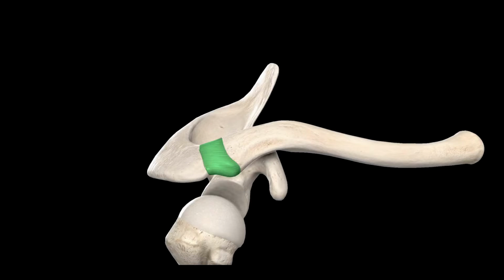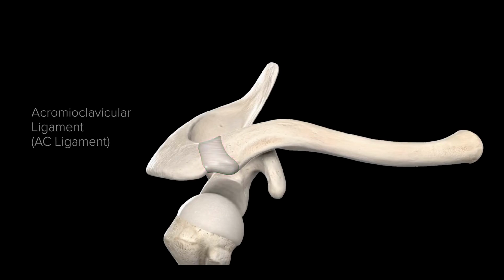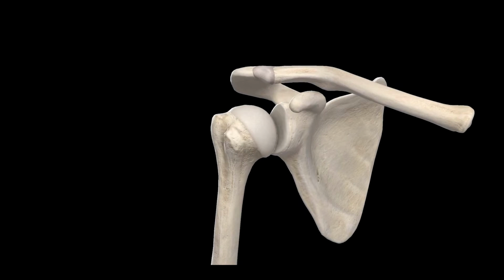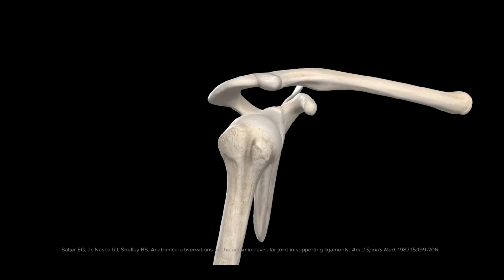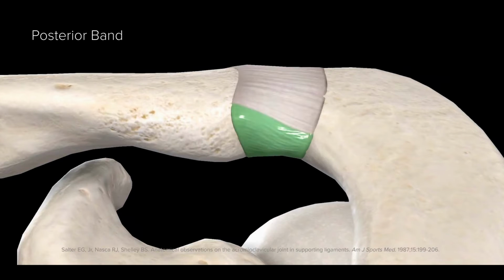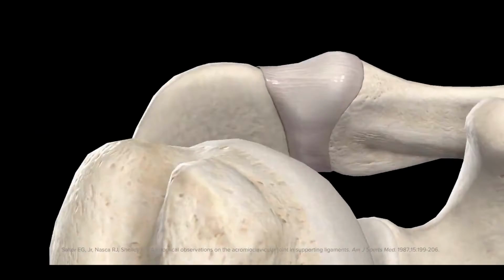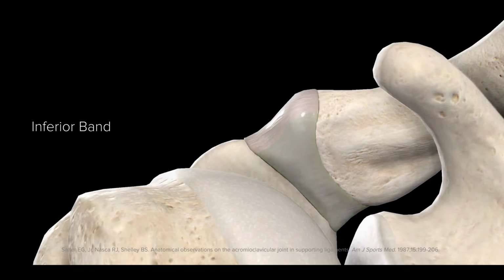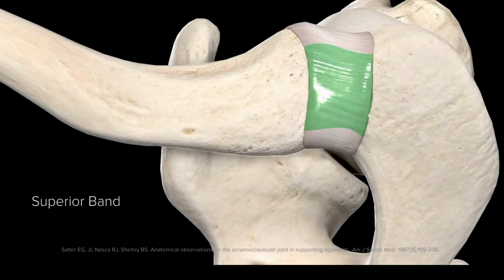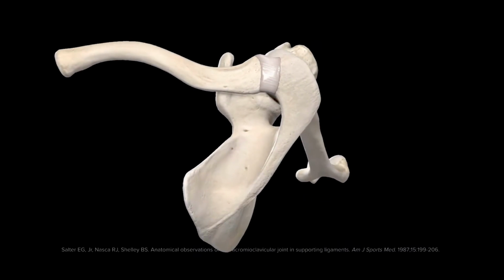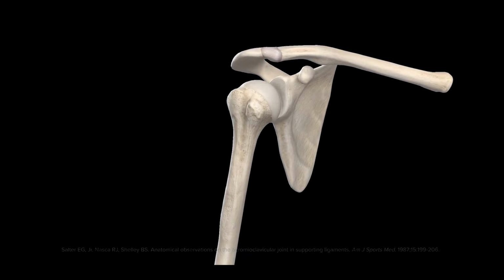The most lateral of these ligaments is the acromioclavicular ligament. Also called the AC ligament for short, this ligament works in conjunction with the joint's capsule to provide multi-directional stability to that joint. This ligament encapsulates the entire AC joint with 4 separate bands named for their location around the joint. It has anterior, posterior, inferior, and superior bands. The posterior and superior bands are the thickest and the strongest. Together they all help reinforce the AC joint capsule.